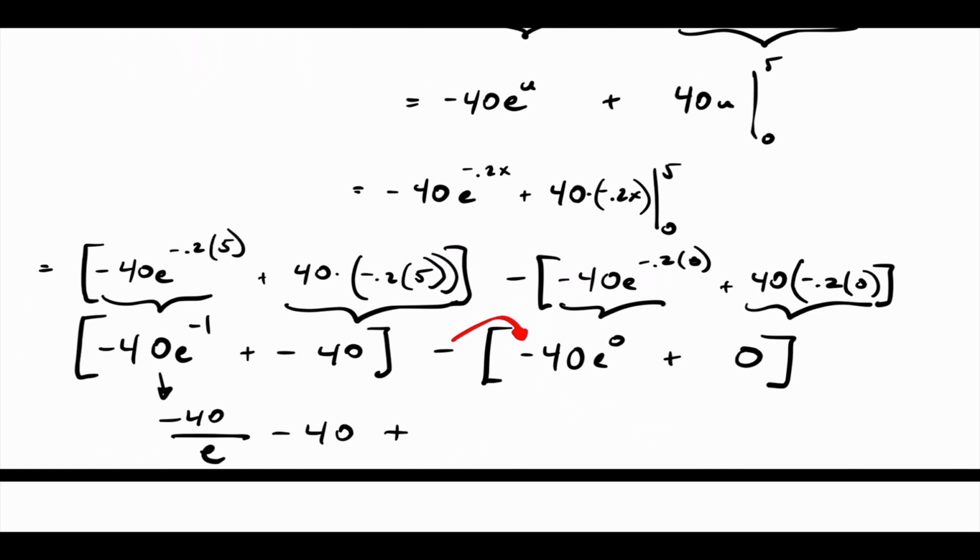What is 40 times e to the 0 power? Anything to the 0 power is always going to be what? 1. So it's really negative 40 times 1. Well, negative times a negative makes a positive 40. The 40s then will cancel out, and you're left with negative 40 over e.